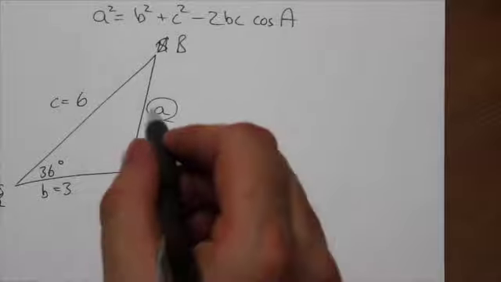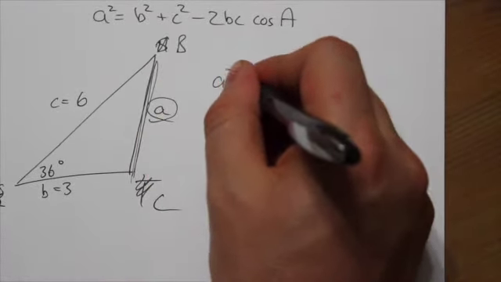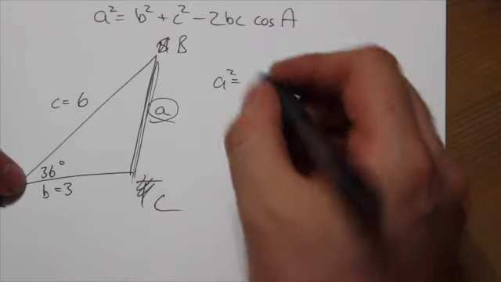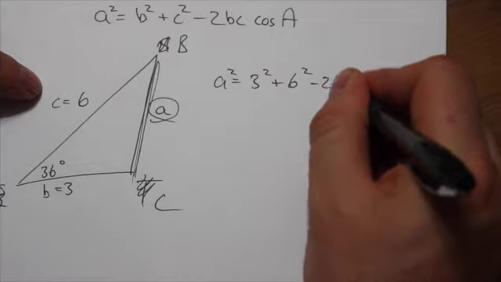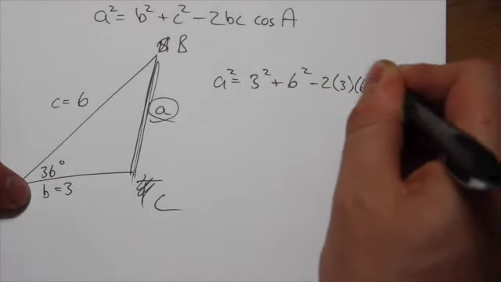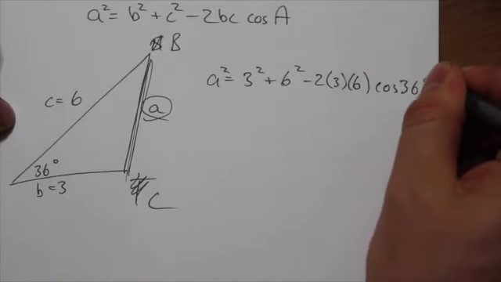Okay, so now to solve for that side right here, a squared is going to equal, okay, b squared, so 3 squared plus 6 squared minus 2 times 3 times 6, okay, times the cosine of 36 degrees.